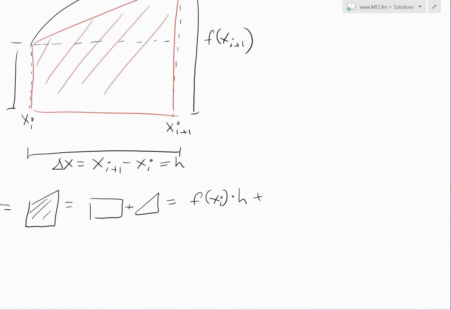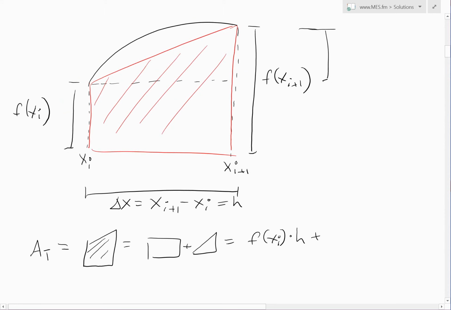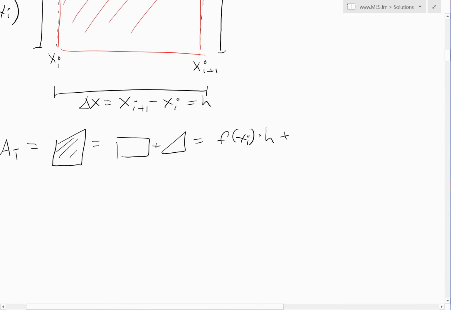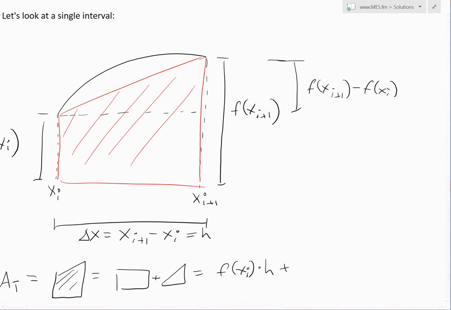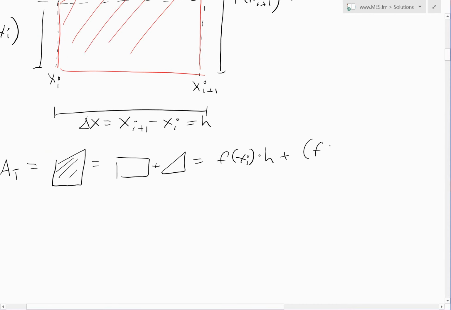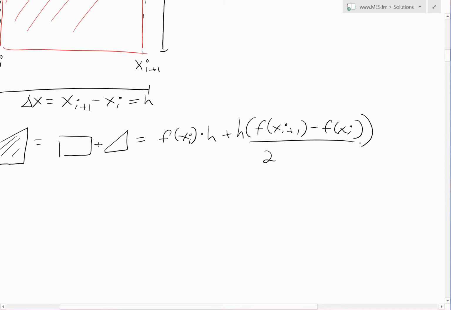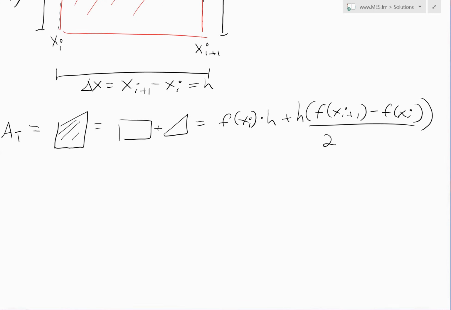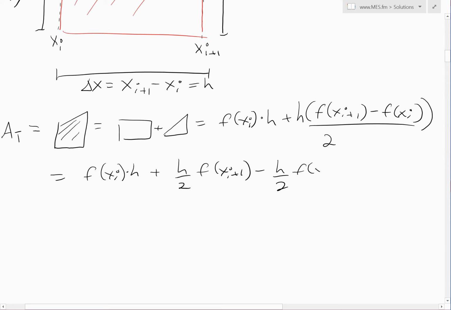And now we have to add the area of the triangle. The difference between these two heights is f of x_{i+1} minus f of x_i, multiplied by the base and then divided by 2. So this equals f of x_{i+1} minus f of x_i, divided by 2, multiplied by the base. So base times height divided by 2, just the simple area of a triangle. So that's what we have. Expanding this out, we get f of x_i times h, plus h over 2 f of x_{i+1} minus h over 2 f of x_i.